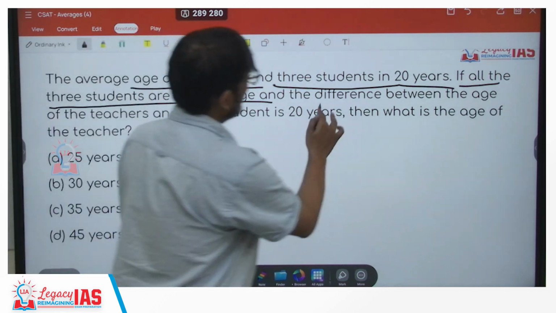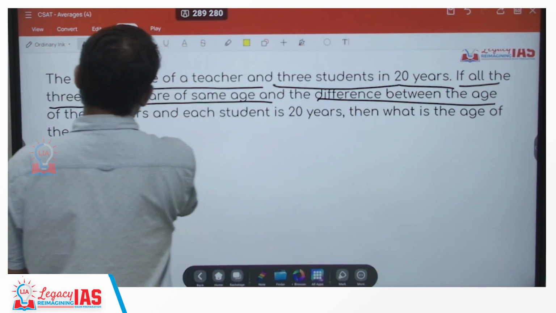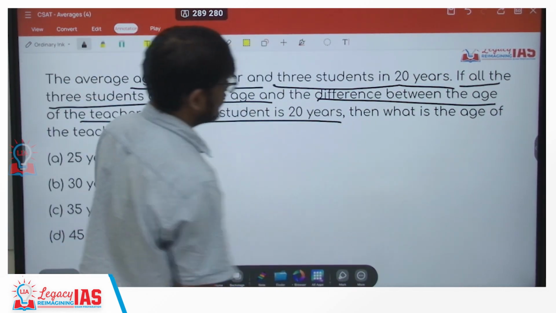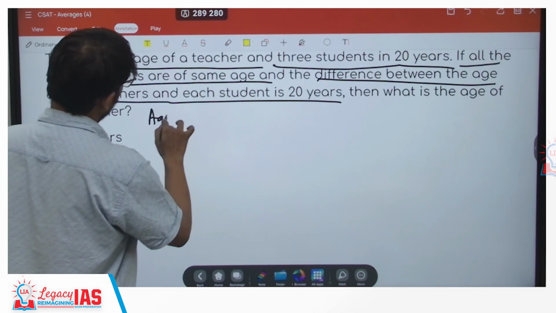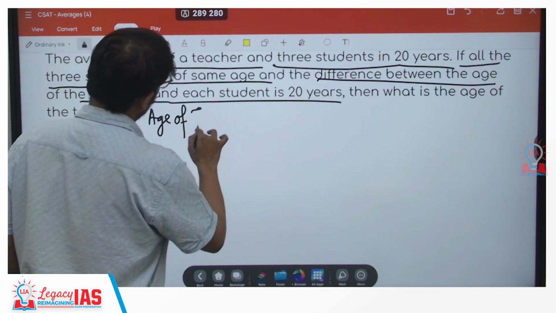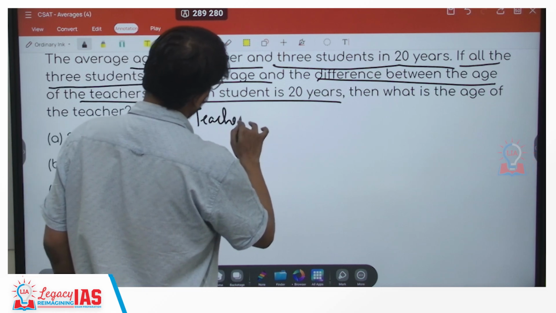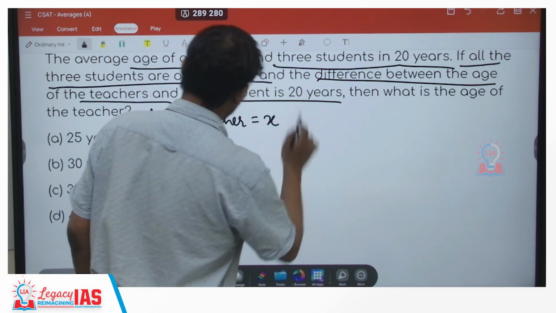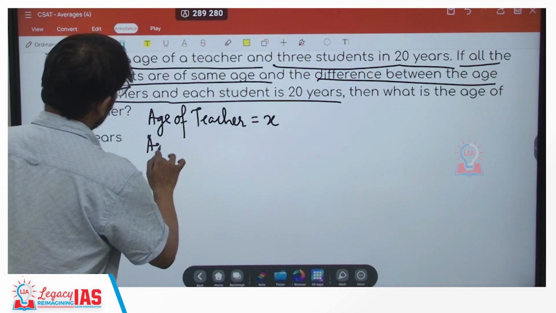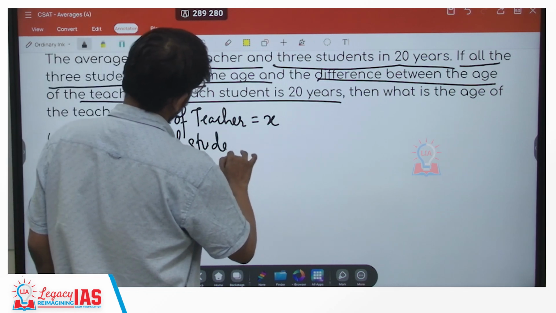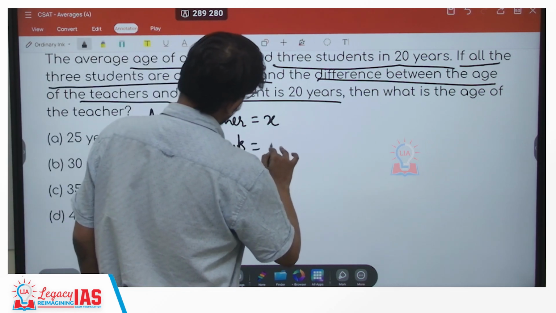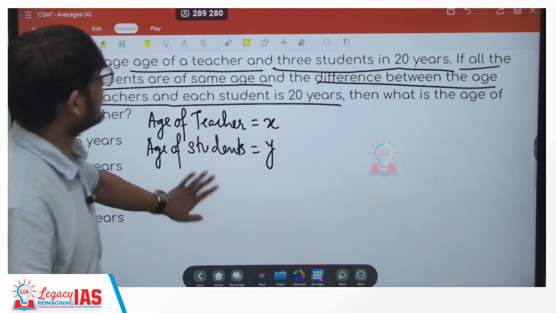And the difference between the age of the teachers and each student is 20 years. So if I take the age of teacher equals X, age of students equals Y. So what is the first statement saying?